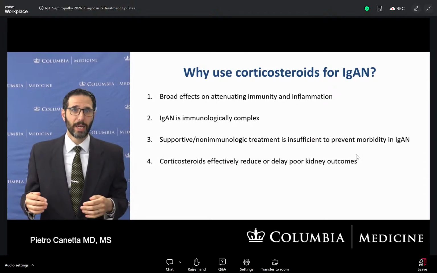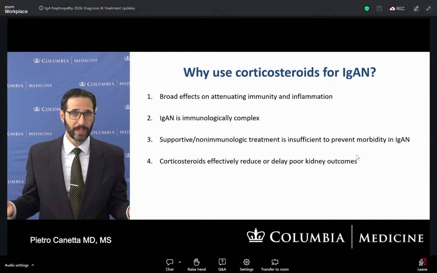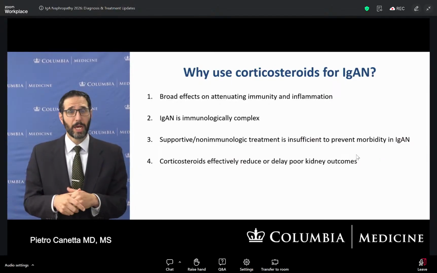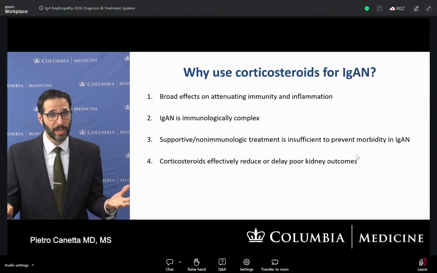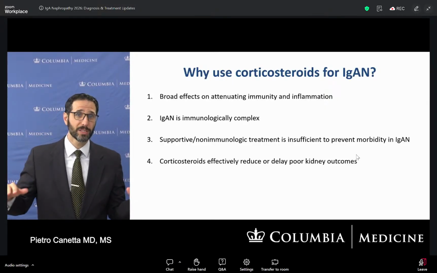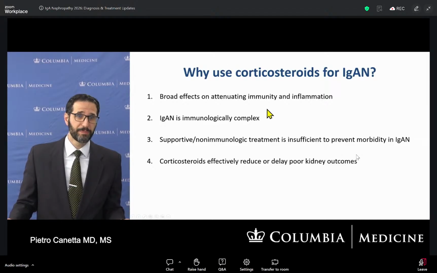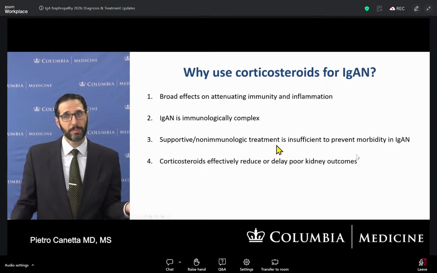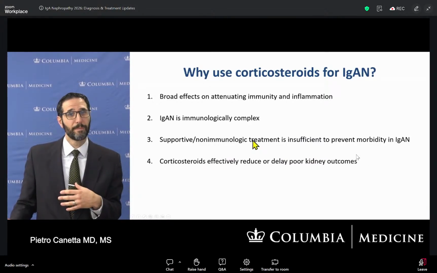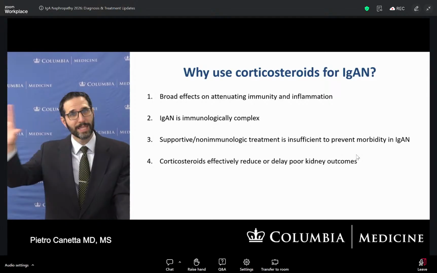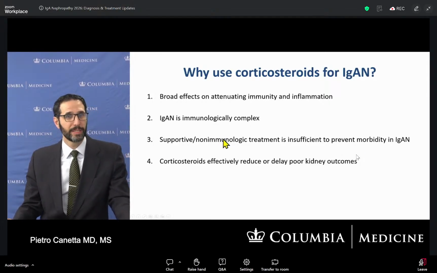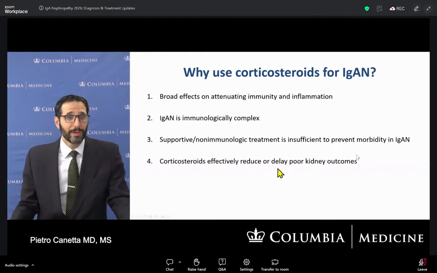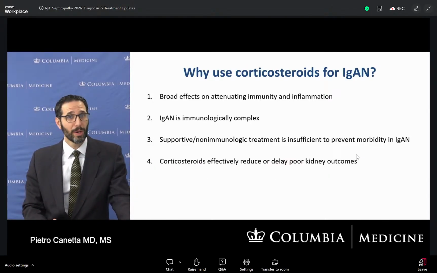One is that they are really broadly effective against multiple different aspects of immunity and inflammation. And IgA nephropathy is an immunologically complex disease. So you kind of are hitting across a variety of different mechanisms. We know that supportive care and that non-immunologic care is insufficient to prevent progression of disease. And so just supportive care alone, the right side of that decision tree, is not enough to stop the disease. And corticosteroids actually have been proven to reduce poor outcomes.